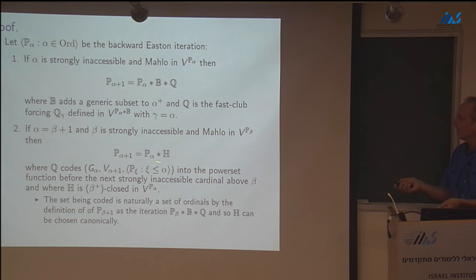Then you do a one-step forcing to code up this information into the power set function before the next strongly inaccessible. The reason I added that generic set is to get everything to be a set of ordinals so that there's a canonical choice for this forcing and I don't need global choice. So it's a standard way of taking a set of ordinals and coding it into the power set function below the next strongly inaccessible, and all I want here is that the forcing is beta plus closed. Okay? That's the forcing, and at all other stages, P_{alpha+1} is P_alpha.